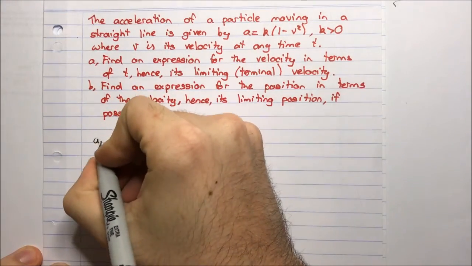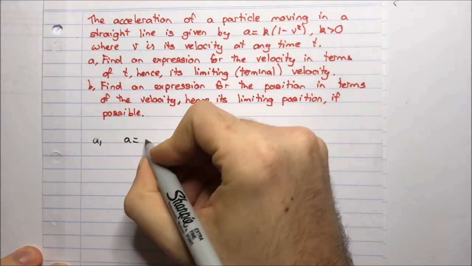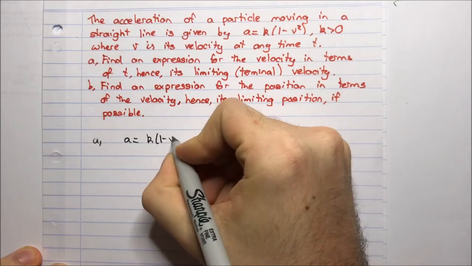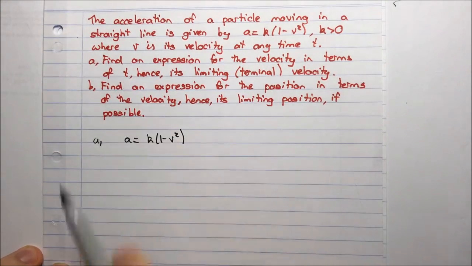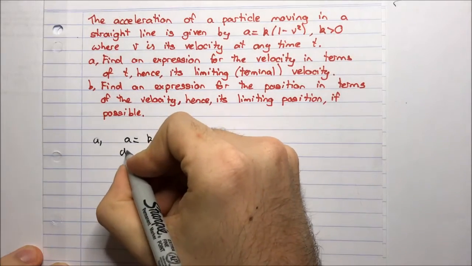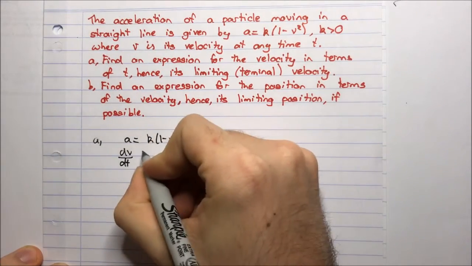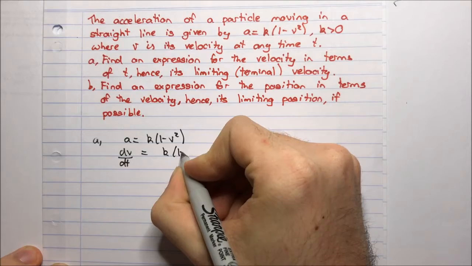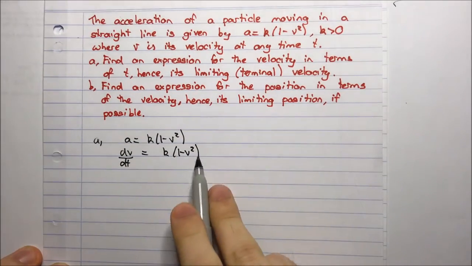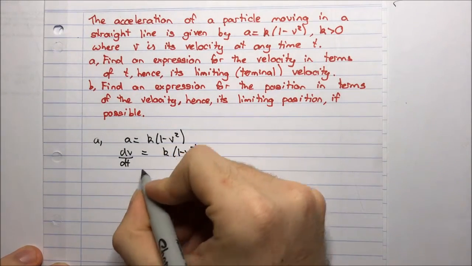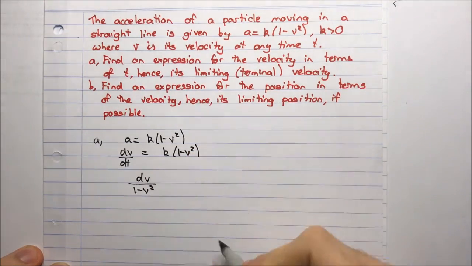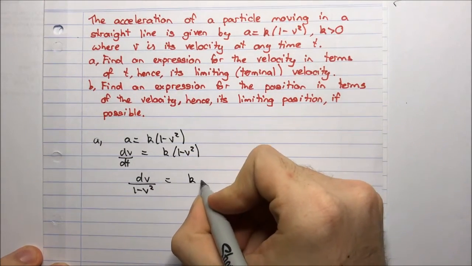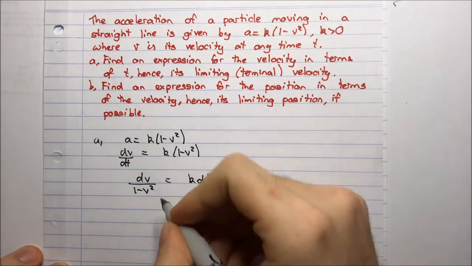So for part A, we have a equals k, 1 minus v squared, and we want to find the velocity in terms of t. So a is going to become dv on dt, which is equal to k into 1 minus v squared. Now I'm going to divide by 1 minus v squared and multiply by dt, so I'll get dv over 1 minus v squared equals k dt, and then I'm going to integrate both sides.